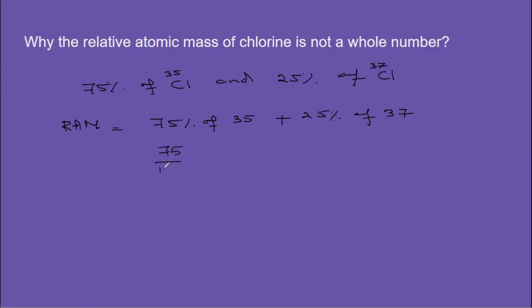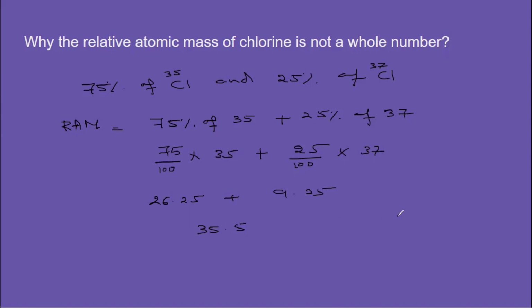Now let's do the calculation. 75% means 75 by 100 of 35 plus 25%. Percent means out of 100. Per means out of, cent means 100. Of means multiplied, 37. So if we solve this one, it will be 26.25. And if you solve this one, it will be 9.25. If you add these two, it will be 35.5.